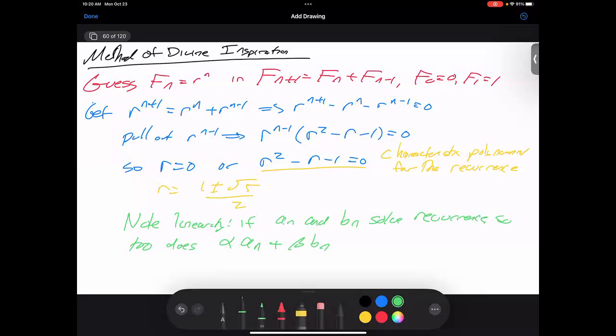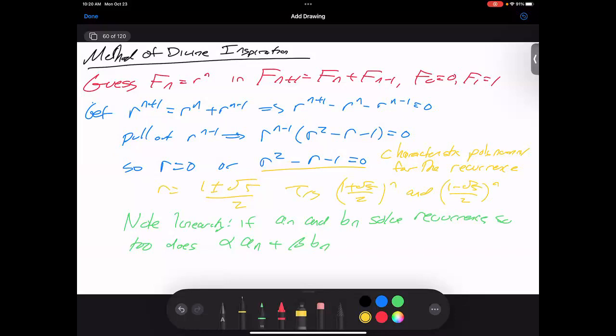So if I take r to the n, when r is one of these special values, this is telling me, try ((1 plus √5)/2) to the n and ((1 minus √5)/2) to the n. Both of those will solve the Fibonacci recurrence. I could multiply either one of these by any number and they would solve the recurrence. I could add and they would solve.